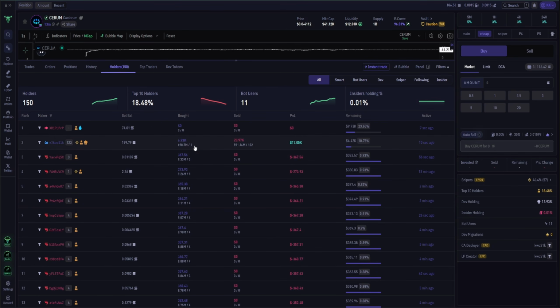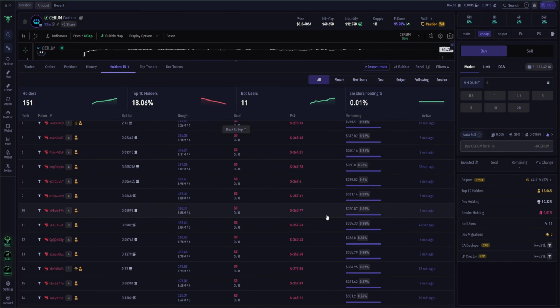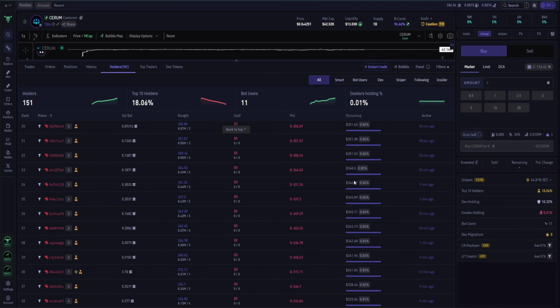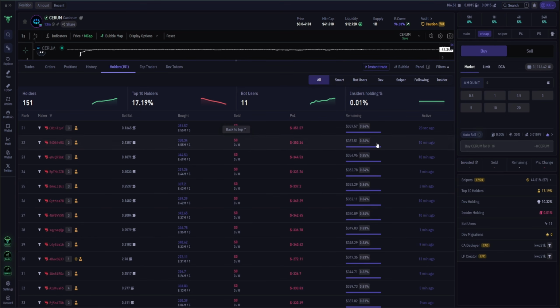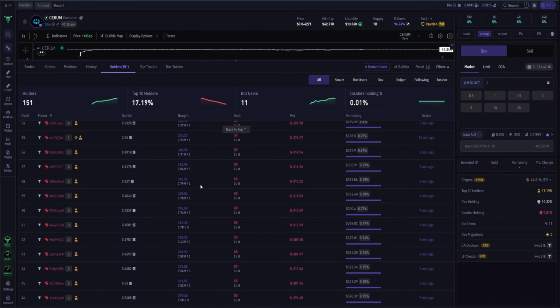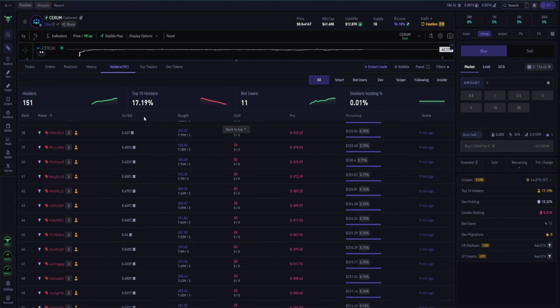He bought very similar amounts. So you can see 300, you can see 365, 367. The amount is pretty similar, and the percentage-wise is also very similar. So there are pretty much no organic holders. The dev and all of his side wallets are pretty much the same person. So the same person is essentially handling the entire token.